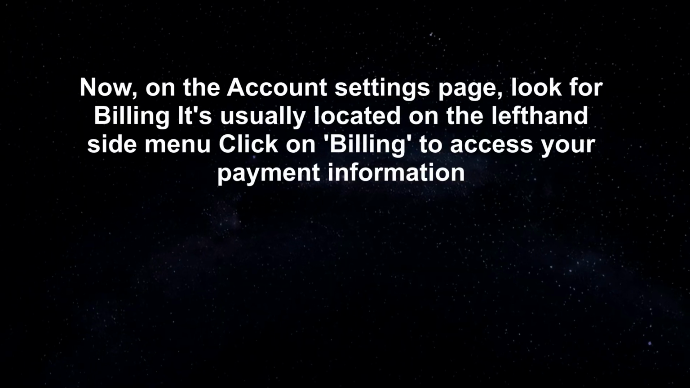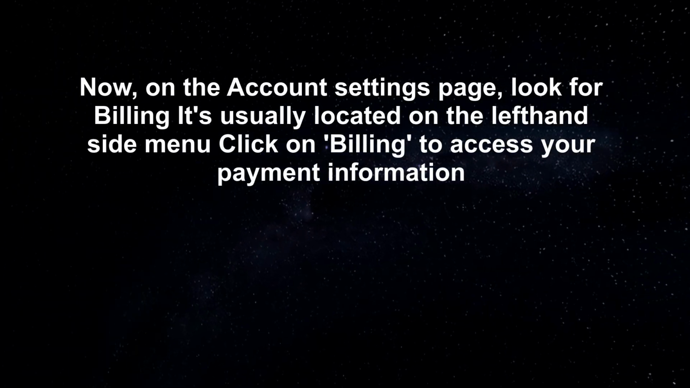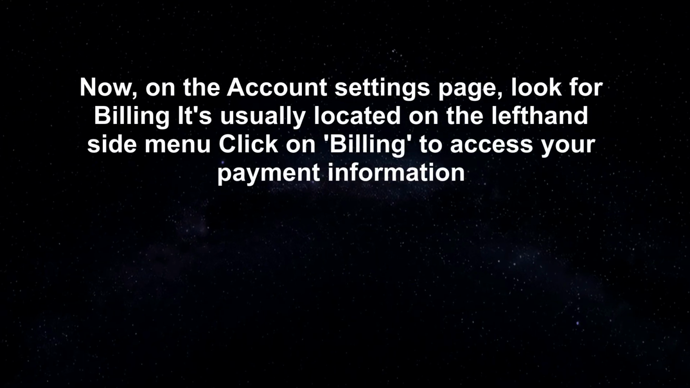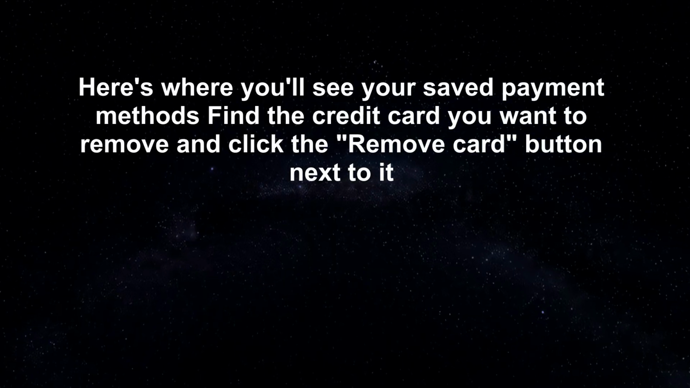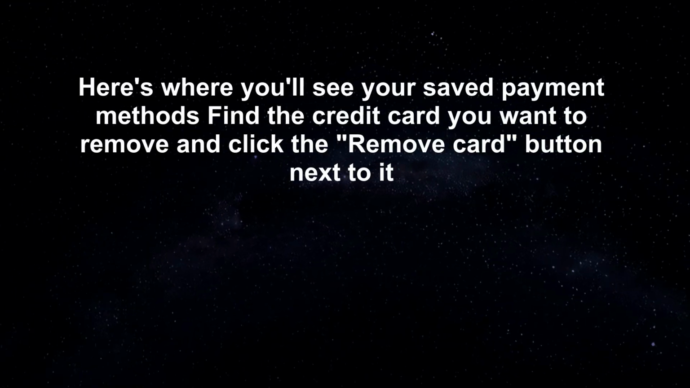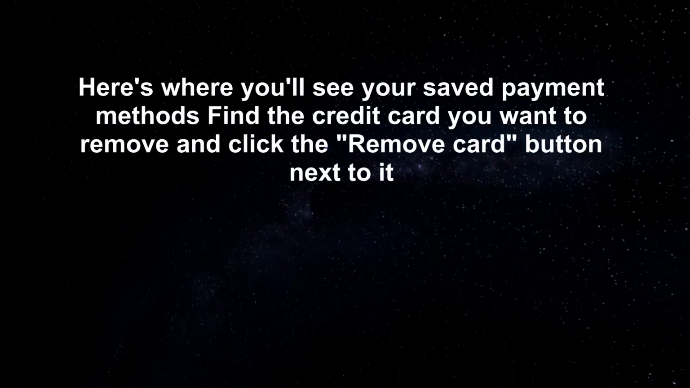Now on the account settings page, look for billing. It's usually located on the left-hand side menu. Click on billing to access your payment information. Here's where you'll see your saved payment methods. Find the credit card you want to remove and click the Remove Card button next to it.